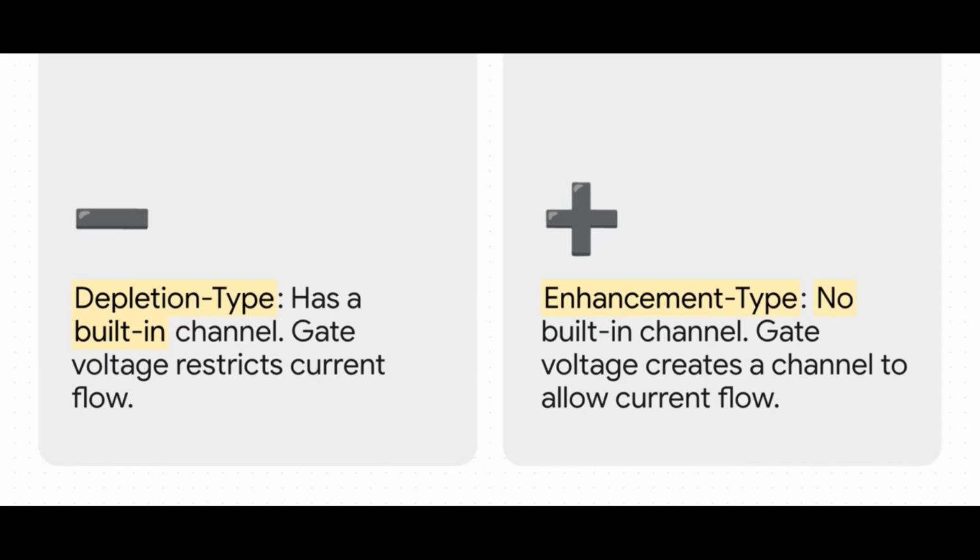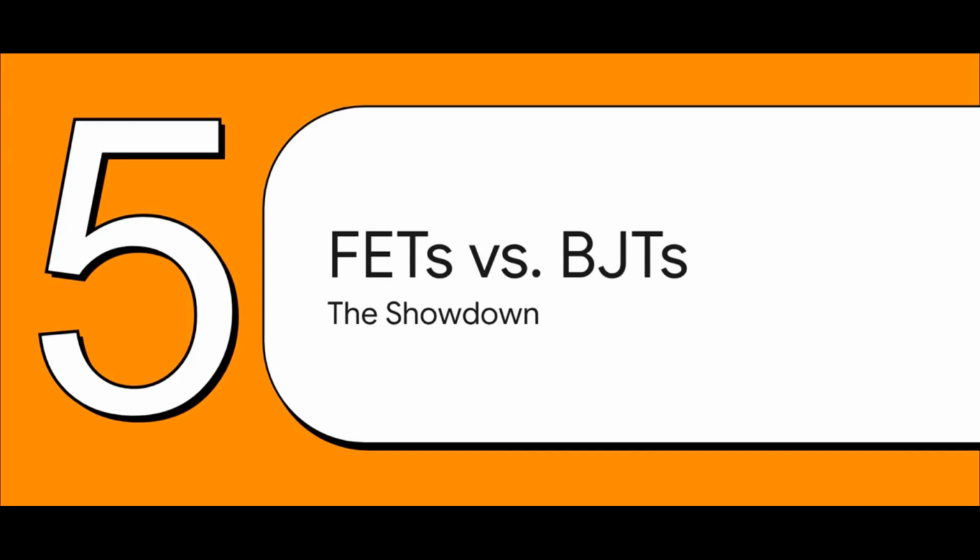Now, to be fair, there are also depletion-type MOSFETs. They come with a channel already built in, so they can act a bit like a JFET. But the real superstar, the one that you find by the billions in every single CPU, every memory chip, that's the enhancement type. Its normally off design makes it the perfect building block for all digital logic. So now we've met the whole FET family. But how do they stack up against those other transistors, the BJTs? All right, time for a little head-to-head comparison.